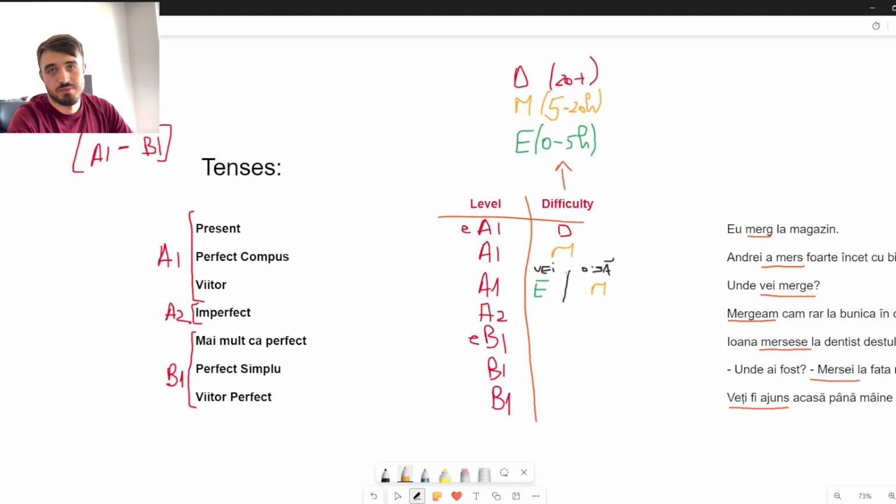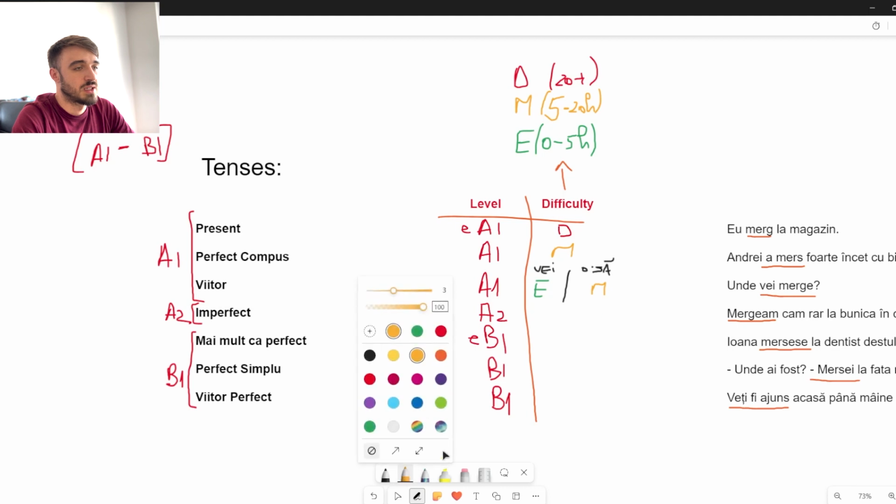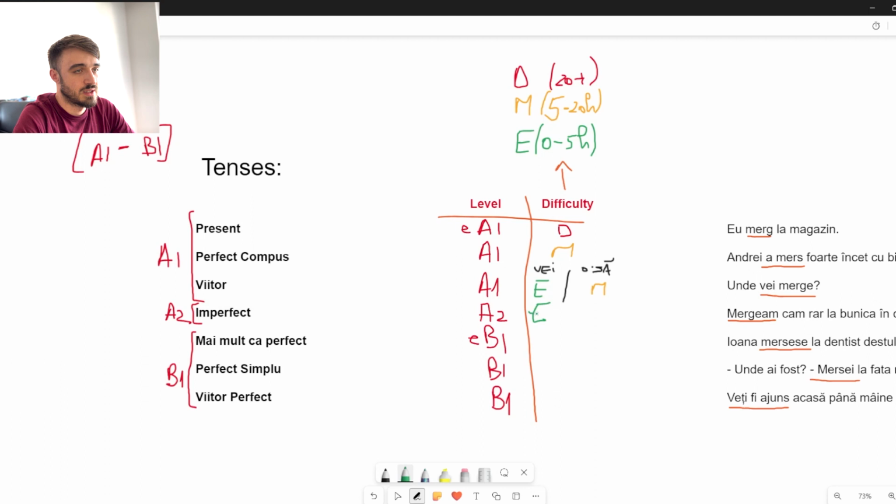Because otherwise it won't be very logical to give any kind of mark like this. The imperfect, if you know everything, as I said, the perfect compus is extremely similar. You just need to put the auxiliary, which is the ending for the perfect compus, to the infinitive. That's why I'm going to give the imperfect easy. It's very easy to learn.